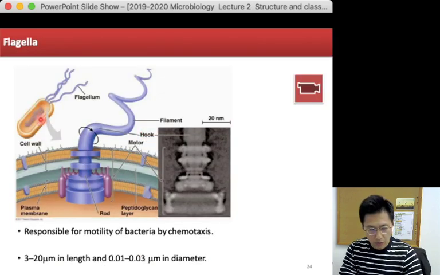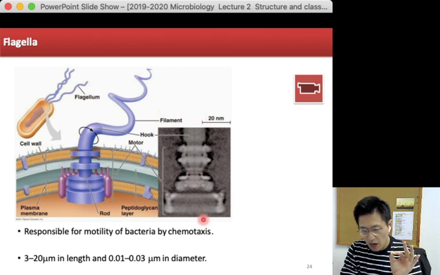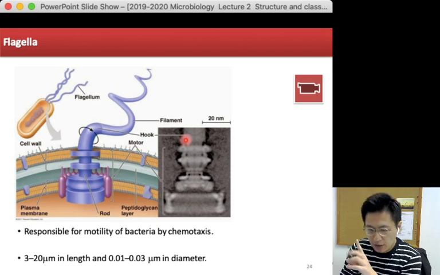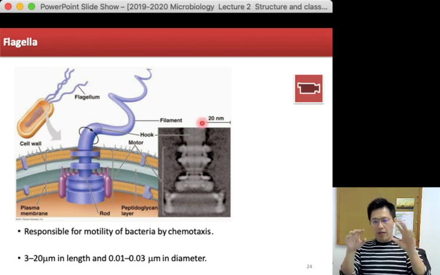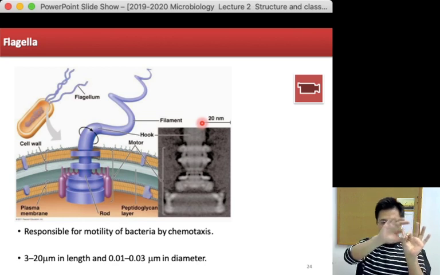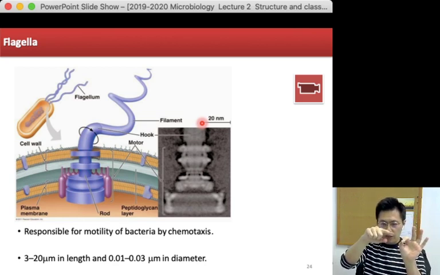Right, so let's look at the structure of the flagellum. It is made of a motor-like structure, so actually this is like an ATP synthase, a hydrogen pump. Remember the mitochondria? On the mitochondria there are complexes for the generation of ATP.